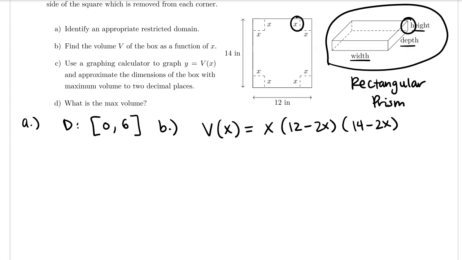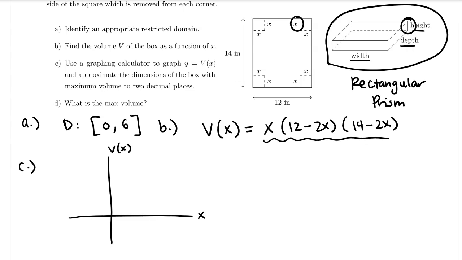All right, part C says use a graphing calculator to graph y equals V of x and approximate the dimensions of the box with maximum volume to 2 decimal places. So I have a graphing utility, and I'm just going to quickly sketch what the graph looks like. So here is V of x, and here's x, and this is a cubic polynomial because I have factored it into 3 linear factors. There's a 0 here at the origin. There's an x-intercept here at 6. And then there's another x-intercept here at 7.